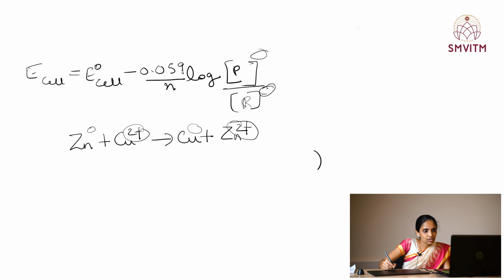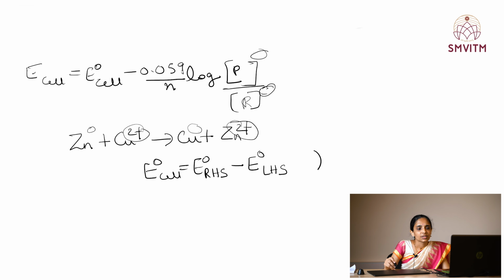In such cases you have to write the E naught cell formula as E naught RHS, right hand side electrode potential, minus E naught LHS, left hand side electrode potential. Right hand side electrode, remember, is the reduction electrode and LHS is the oxidation electrode.